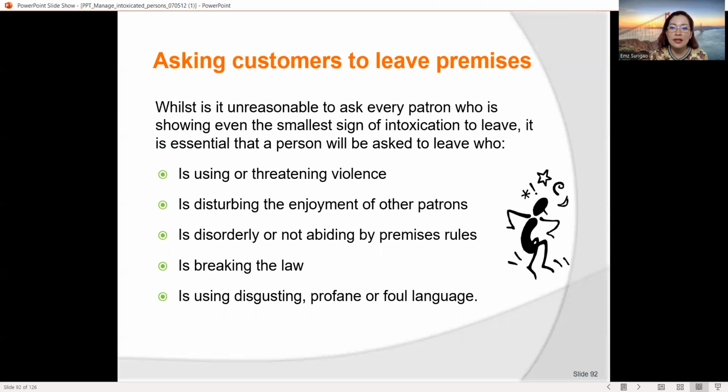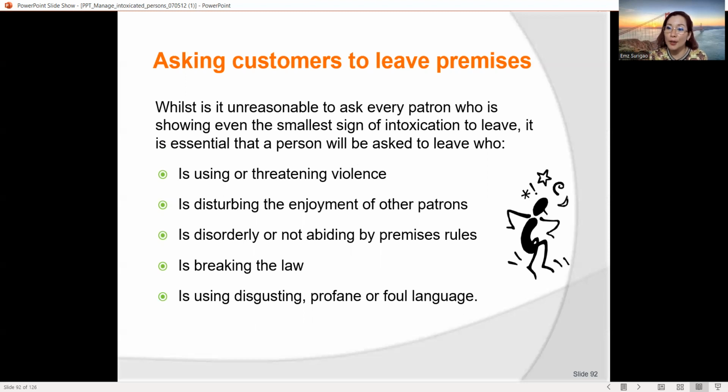Okay, so first, who is using threatening violence? If that person is using threatening violence, you need to ask them to leave. Who is disturbing the enjoyment of other patrons? That person causing trouble with other patrons? Who is disorderly or not abiding by the premises rules? Okay, so you need to follow that.